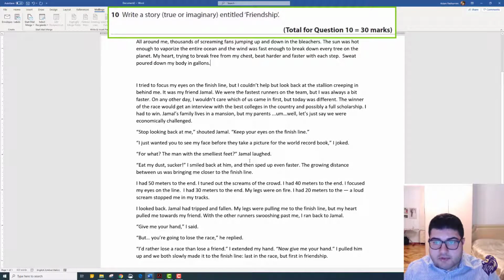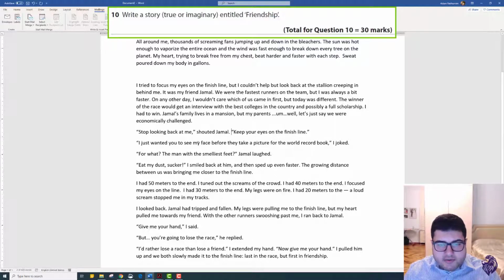Euphemism. I definitely did use euphemism. Instead of saying we were poor, he said we were economically challenged, right? So maybe poor is a little bit too harsh or too offensive in some cases. So he said my family was economically challenged.